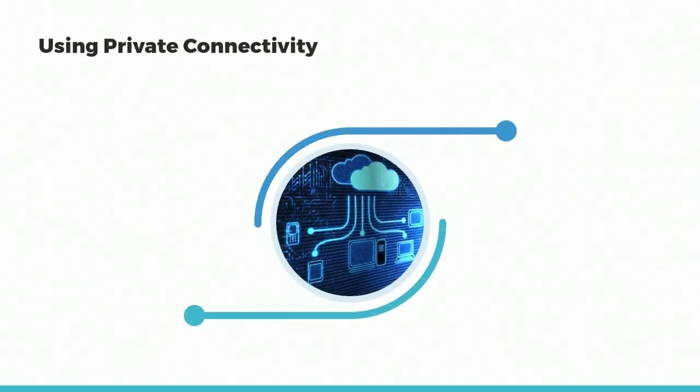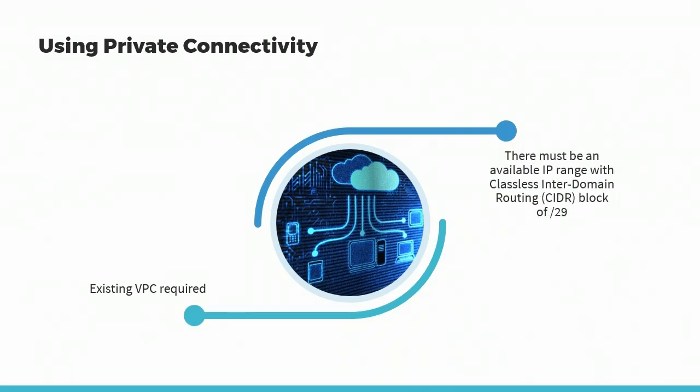Private connectivity is a connection between your VPC network and Datastream's private network. This means that you have to have an existing VPC, and there must be an available IP range with what's called a classless inter-domain routing, or CIDR, block of /29. If your project is using a shared VPC, then you'll need to enable the Datastream and Google Compute Engine APIs to grant permissions.